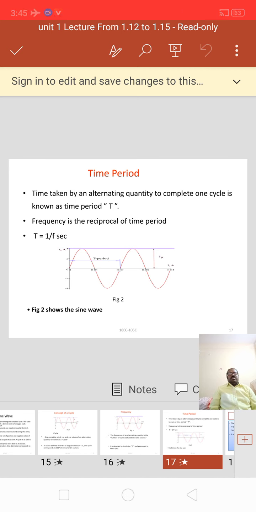That figure shows the time period. Again, we learn the time period value, that is T equals 1 by f, that is, time period equals the reciprocal of frequency, that is 1 by frequency, in terms of seconds.